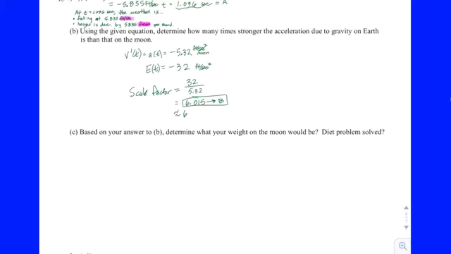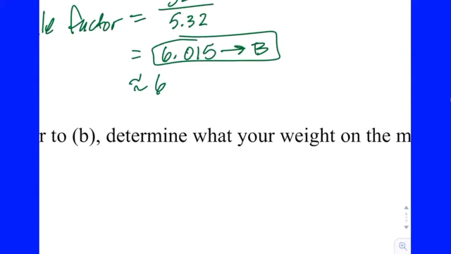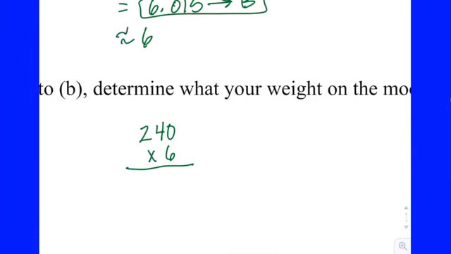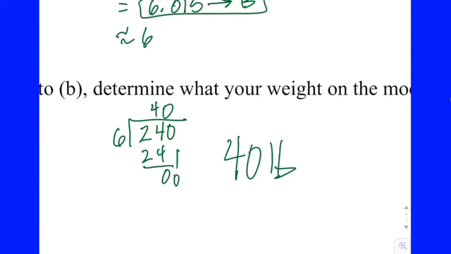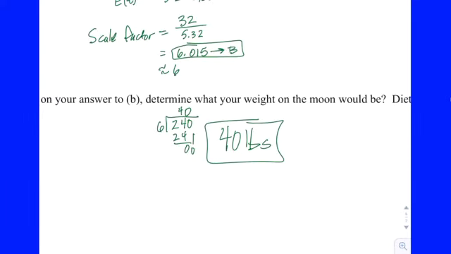And so now, based on that, how much do you weigh on the moon? Determine your own weight. Okay, I'll go ahead and do mine. You go ahead and do yours. How much do you weigh on the moon? I'm doing my math wrong. 13 pounds. Sweet. I would only weigh 40 pounds on the moon approximately.